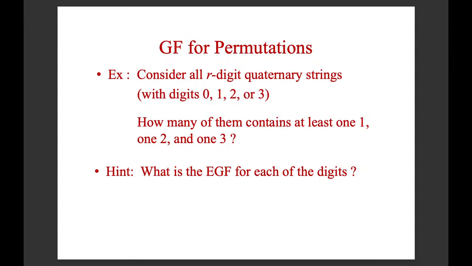And then we have an extra requirement. Here, the requirement is that the string must contain at least one 1, at least one 2, and also at least one 3. So there is no restriction about 0. We want to find out what is the EGF of the whole system. In order to get the EGF of the whole system, we can get the EGF of the individual parts. So what is the EGF when we focus on the digit 0? What is the EGF for the digit 1, the digit 2, and the digit 3 respectively?